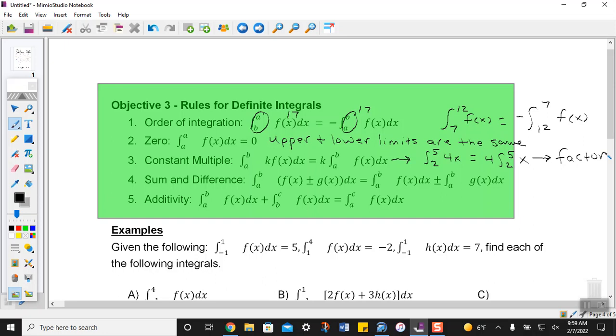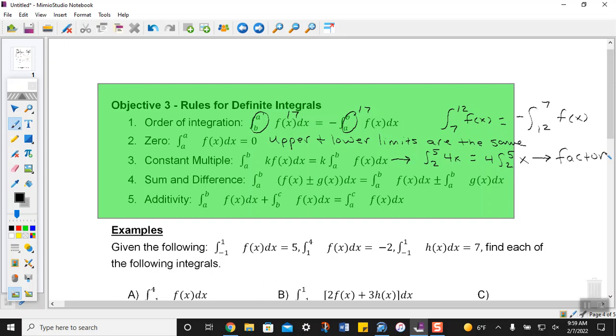And then there's an additivity rule, which says if I have an integral from a to b of a function plus another integral, what do you notice about your limits here? The upper limit of one is the lower limit of the other. Let me give you a sketch of what's going on. We're going from A to B, and then from B to C. It's like you went from A to B to C, so that totally is like going from A to what?